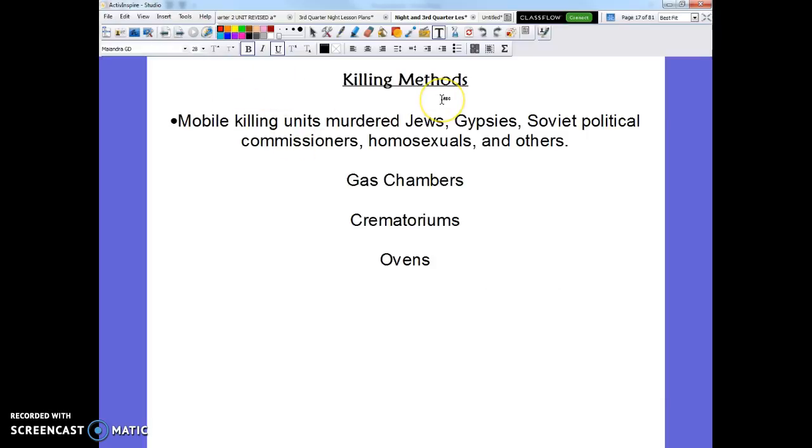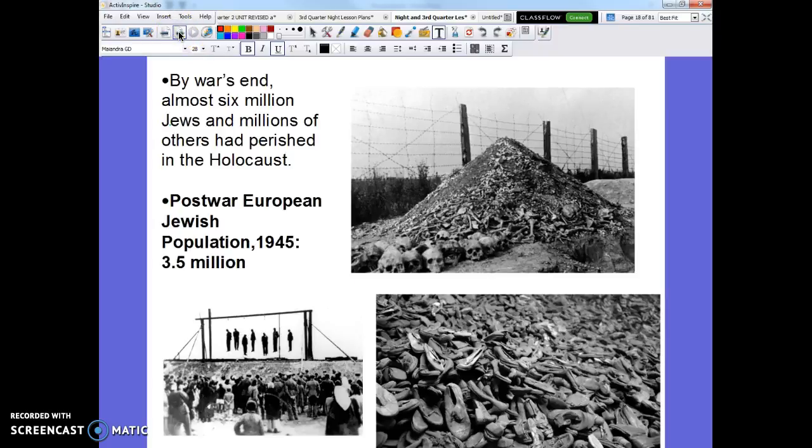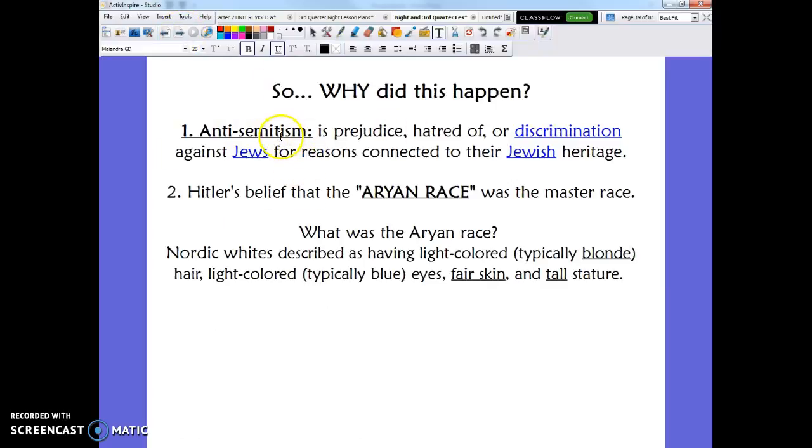Killing methods, make sure you know a couple of these killing methods for your test. Mobile killing units, on the run, basically killing people as they annexed different places. Gas chambers, where they went into gas chambers and it was like a slow suffocation. Crematoriums and the ovens were where they reduced the body to ashes. And here's just pictures that are horrible to look at. 6 million Jews, bodies of bones, shoes, public hangings. And then please make sure you have these two definitions written down, anti-Semitism and the Aryan race. And that brings me to the end of my time.